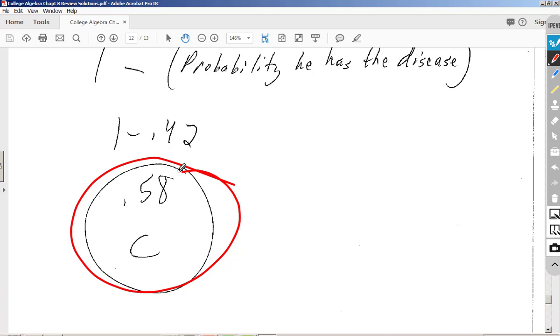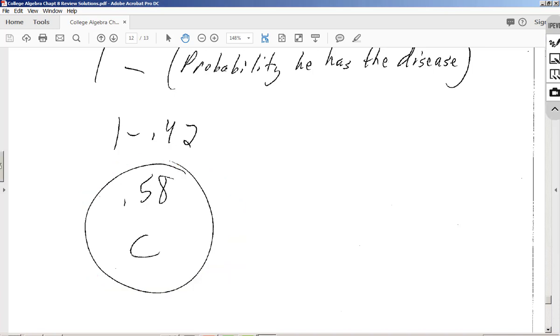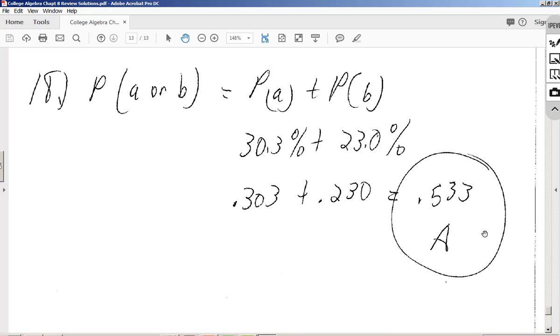On number 18, it says the table below shows the probability of dying from 4 conditions in the U.S., expressed as probabilities in decimal to 3 decimal places, assuming you cannot have more than one disease at a time. So you look at disease A, it's got a 30.3% chance. Disease B, 23.0%. Disease C, 5.8%. Disease D, 4.7%. It says, what is the probability of dying from disease A or B?